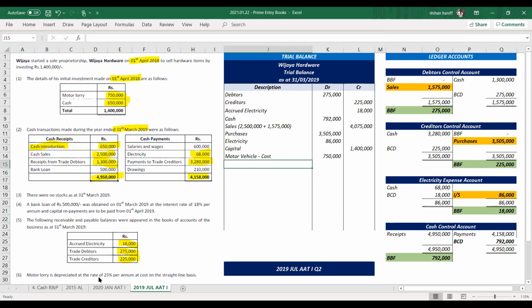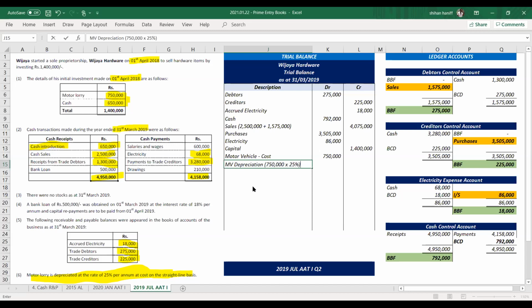Then we saw that there is a depreciation. Motor lorry is depreciated at 25% per annum at cost. So this was invested on 1st of April. Therefore, the depreciation should be calculated for 1 year. Motor vehicle depreciation is calculated for 1 year.